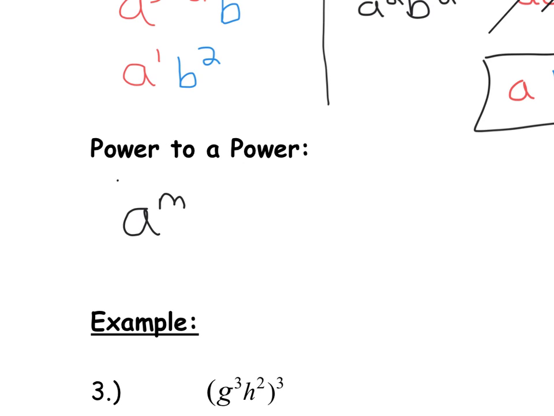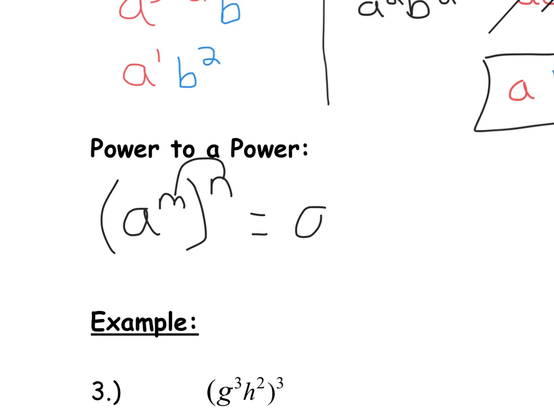I'm going to stay consistent with the letters here, in parentheses, and then that is raised to the n power. So the reason we have a power to a power is because we have an exponent of m raised to another power of n, or an exponent of n. All right, so this one, I want you guys to think about this like the distributive property. This n distributes to the exponent inside.